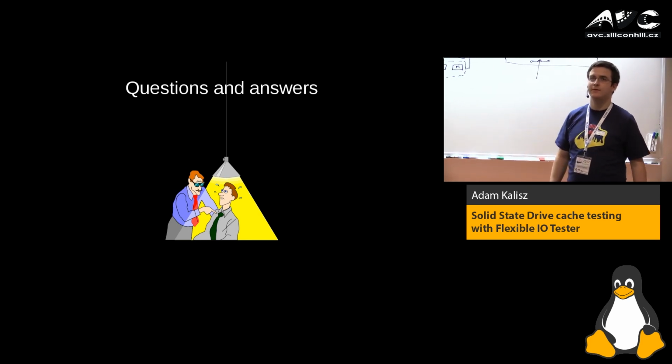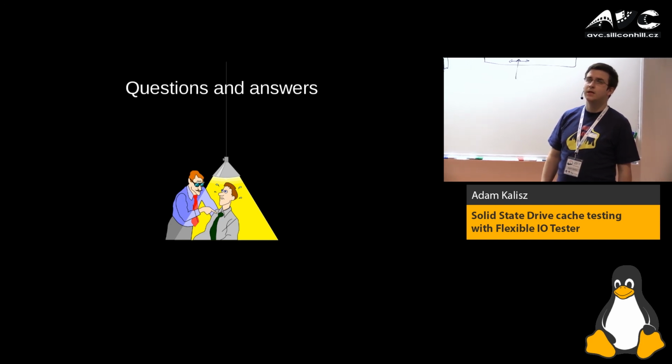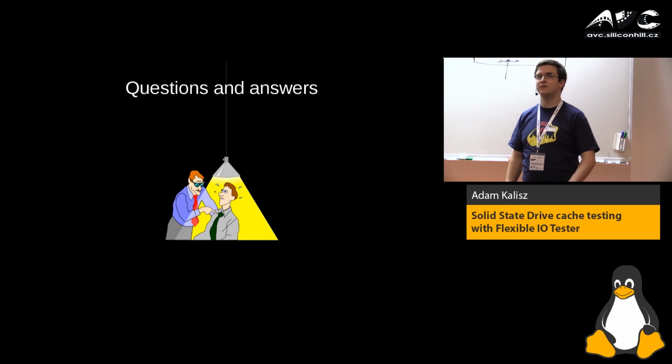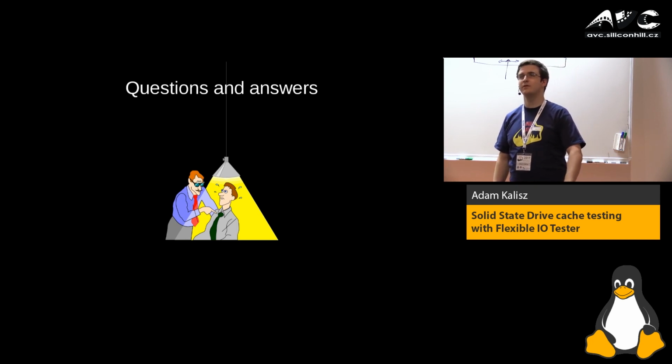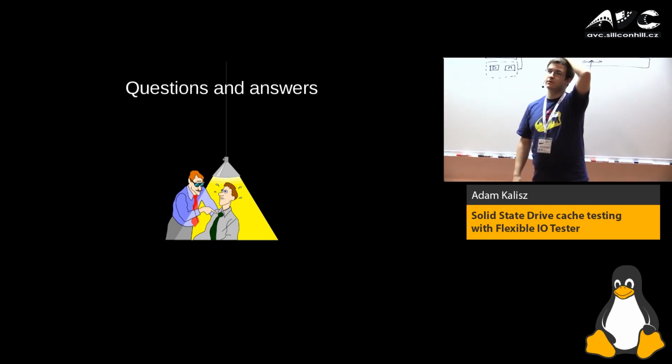Hello. Do you know if I can use the DM cache or LVM cache with clustered LVM as a local cache on the node? Sorry, I cannot understand you acoustically. Yes, once more, better. Do you know that DM cache and LVM cache can be used with clustered LVM as a local cache on the node? Clustered LVM. Yes. It should. Yes. It should be able.